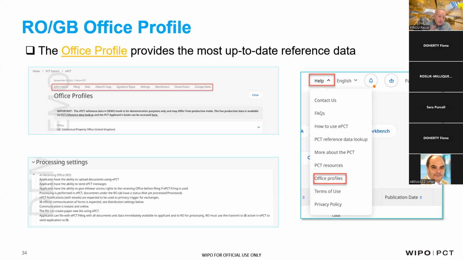So I mentioned that also in the previous slide, so meaning that now you can upload documents to the receiving office, even if the application is in RO phase. You can also send ePCT messages to the receiving office.